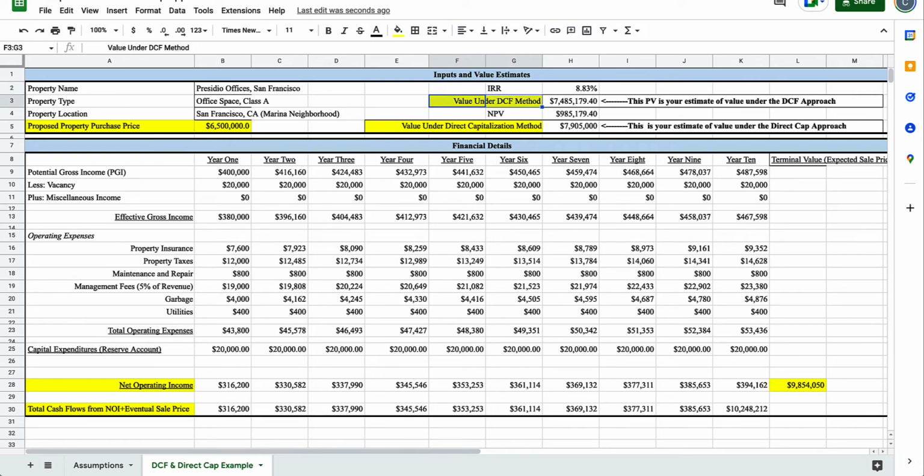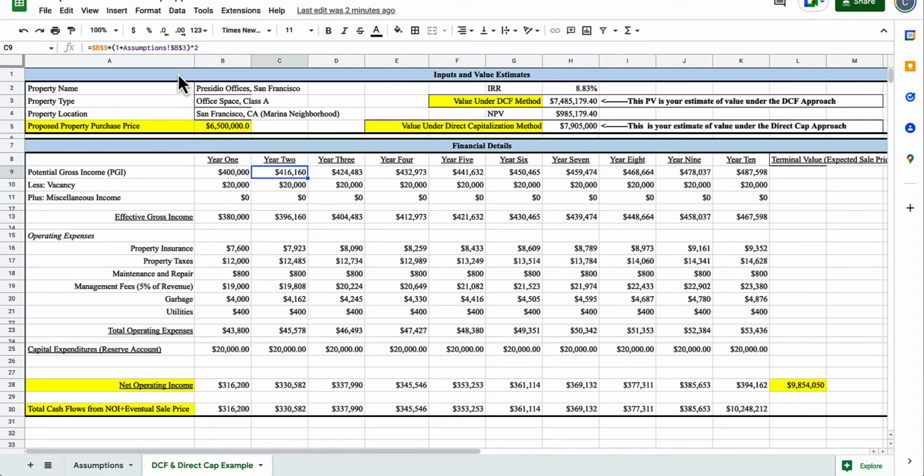So what we're trying to do is come up with an estimate of value under the DCF method and also the direct cap approach. To do that, we need to input the property's financials. DCF approach first: we're going to assume a 10-year holding period. We go out and get potential gross income on the property, remembering that this assumes the property is fully rented without any vacancies whatsoever, 100% rented. Right now, year one income is estimated to be $400,000 based on the previous year's income, and then we assume that rents are going to increase by 2% each year.